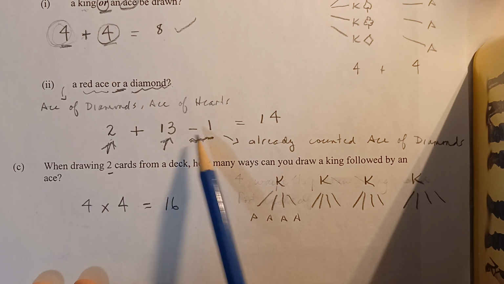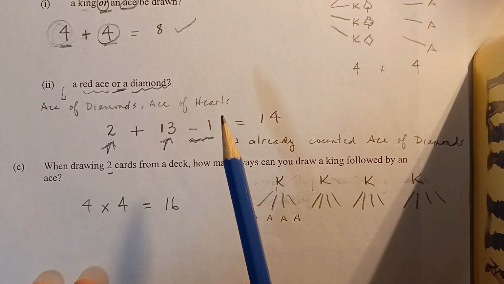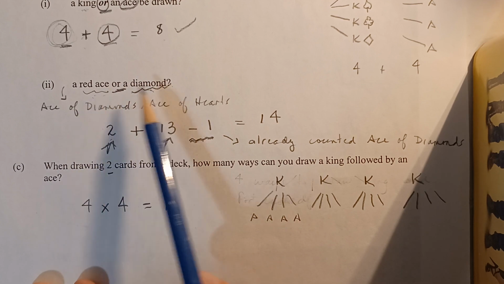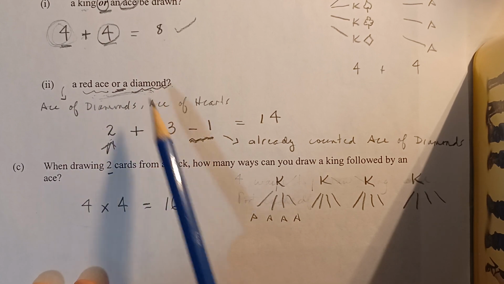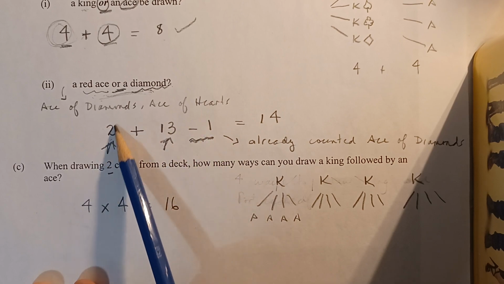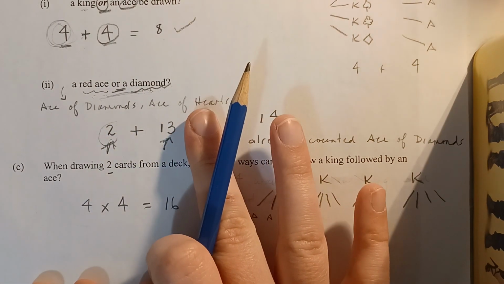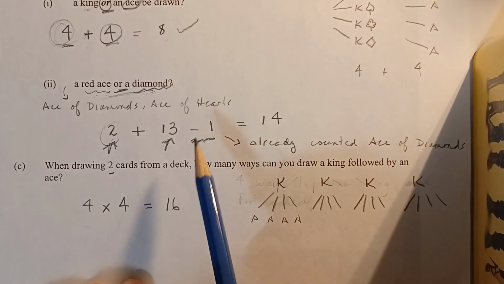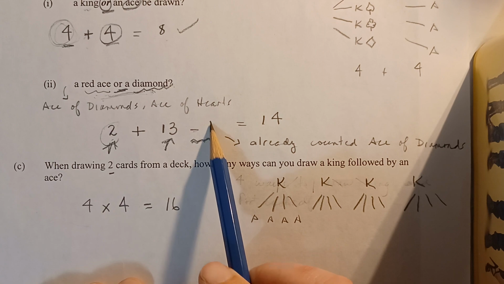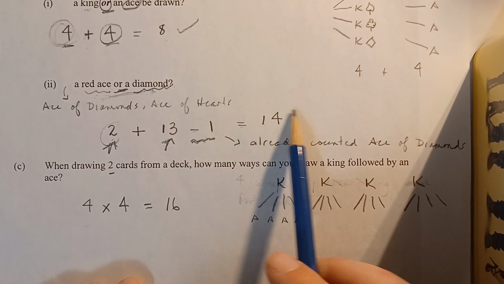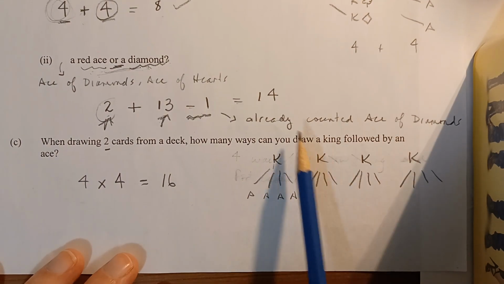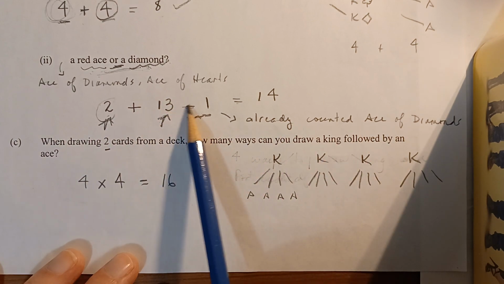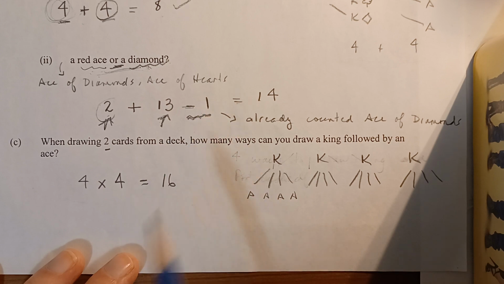That is because there's 1 card that satisfies both of these conditions, the ace of diamonds. We don't want to account for that twice. If we left it without the minus 1, we'd be counting that card here and here. We want to count it once, so we subtract that 1 choice, and we're left with 14. That's what it says here: we already counted the ace of diamonds twice, so we subtract off 1 to account for that.